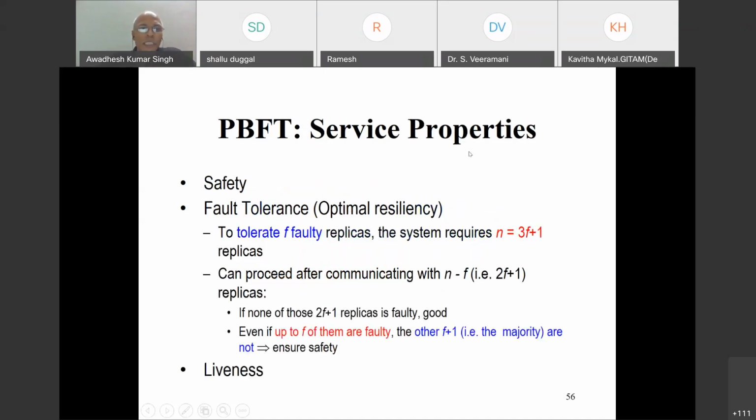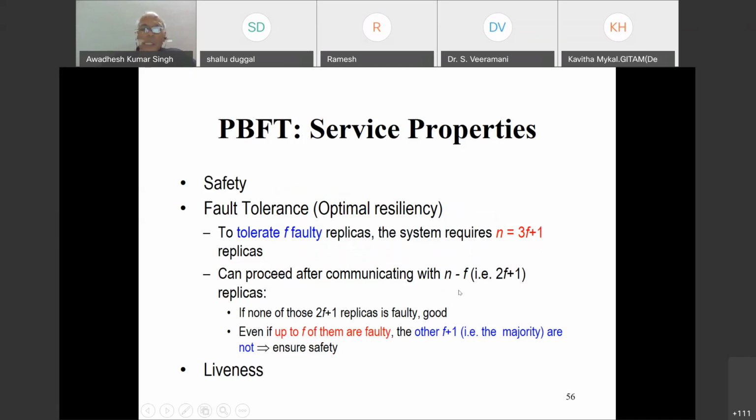Now the kind of service it provides: safety, that you understand that something wrong should never happen. Fault tolerance is of course the utmost required that we want to do. So it tolerates F faulty, and a total of 3F plus 1 nodes are required, that we have already seen, why 3F plus 1 should be there.